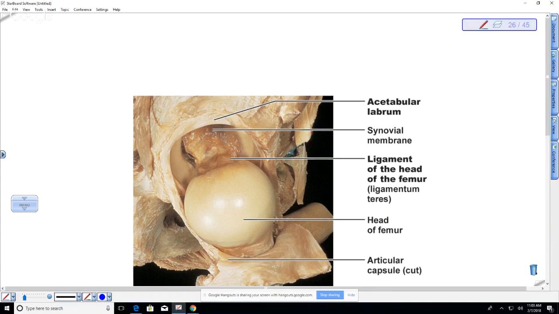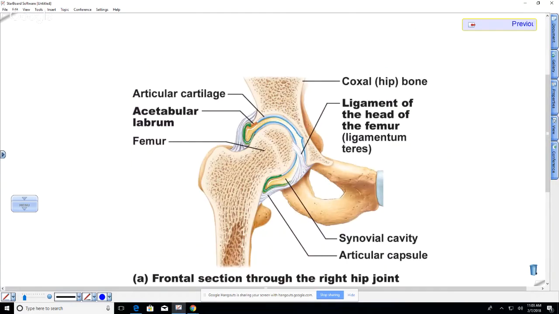Actually, I wanted to show an animation. So we'll talk about the hip joint, actually. Running out of time here. But okay, so this is my hip joint. So the head of the femur sits in what structure? Acetabulum. So this articulates with the acetabulum.